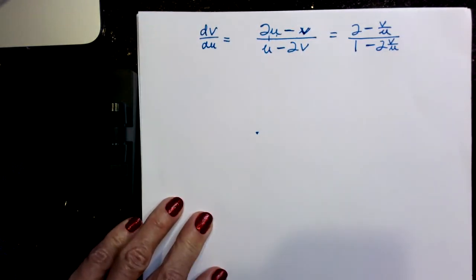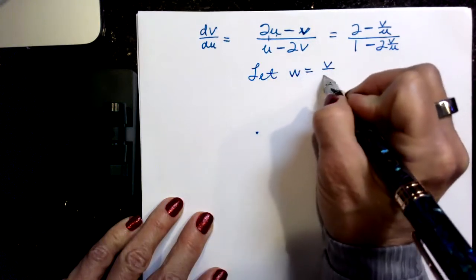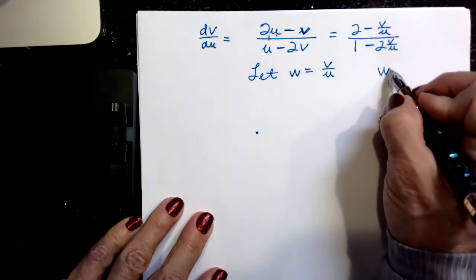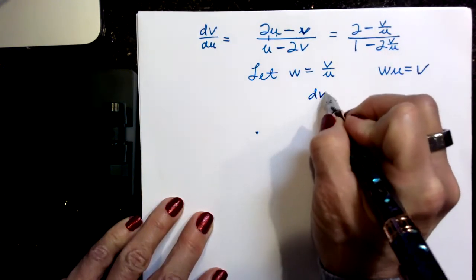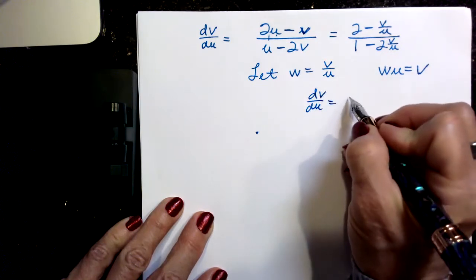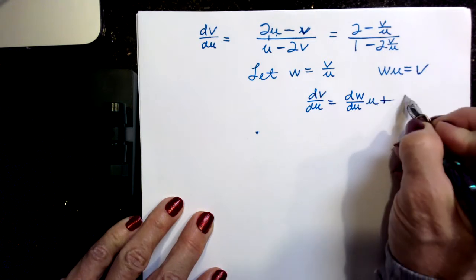And now I need to use the method to solve homogeneous equations. So I'm a little bit running out of letters here, but what's a good letter? Maybe W. Let's let W be V over U. And remember, we're thinking of U as the independent one, V as the dependent one. So WU equals V. So dV du, using this and the product rule, is going to say dW du times U plus W.